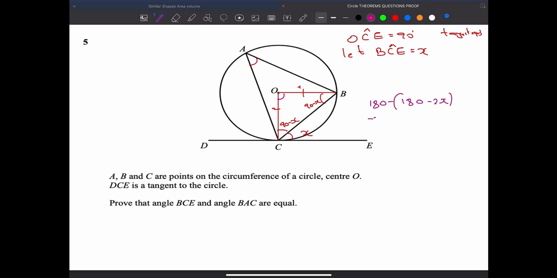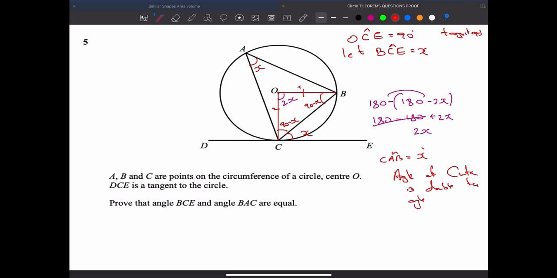Make sure you put in a bracket. 180 minus (180 minus 2x). Remember, that cancels. That just gives you 2x. So that's 2x. If that is 2x, angle at center is double the angle at circumference. You could tell. Yeah. So what's that? x. CAB is x, because angle at center is double the angle at circumference. So BCE was x, equal to BAC was also x. Hence proven. Good.